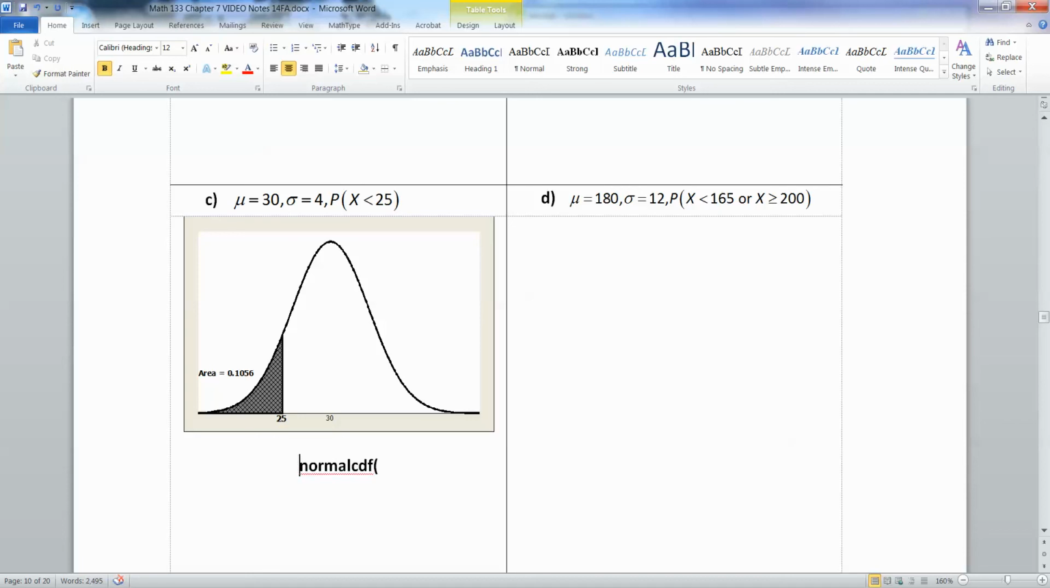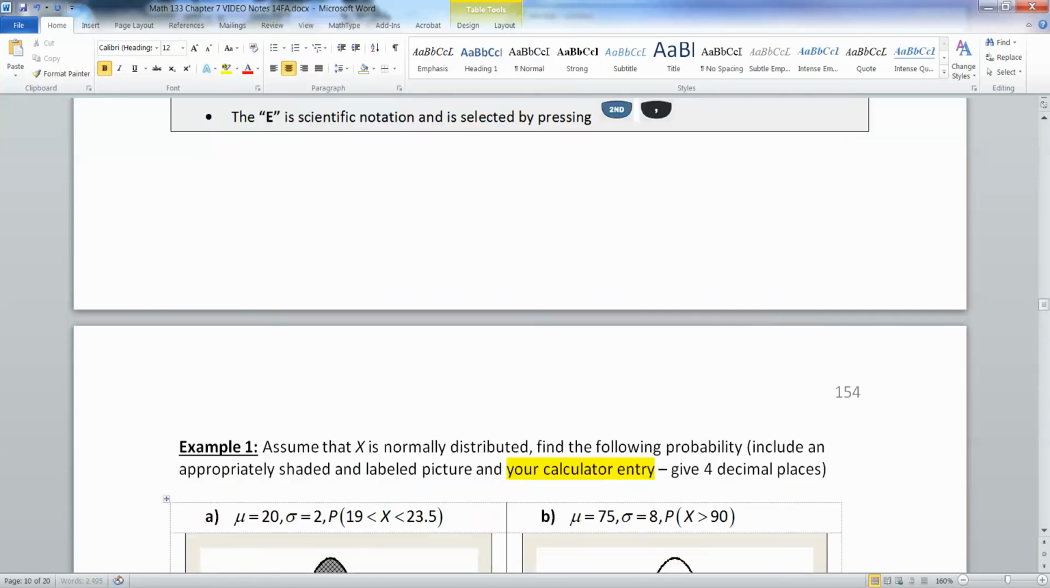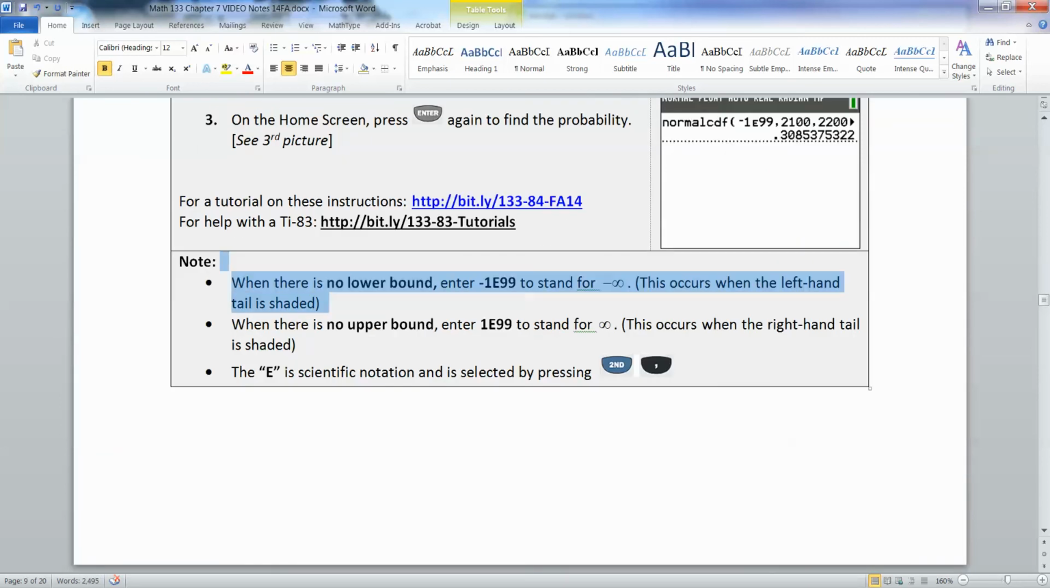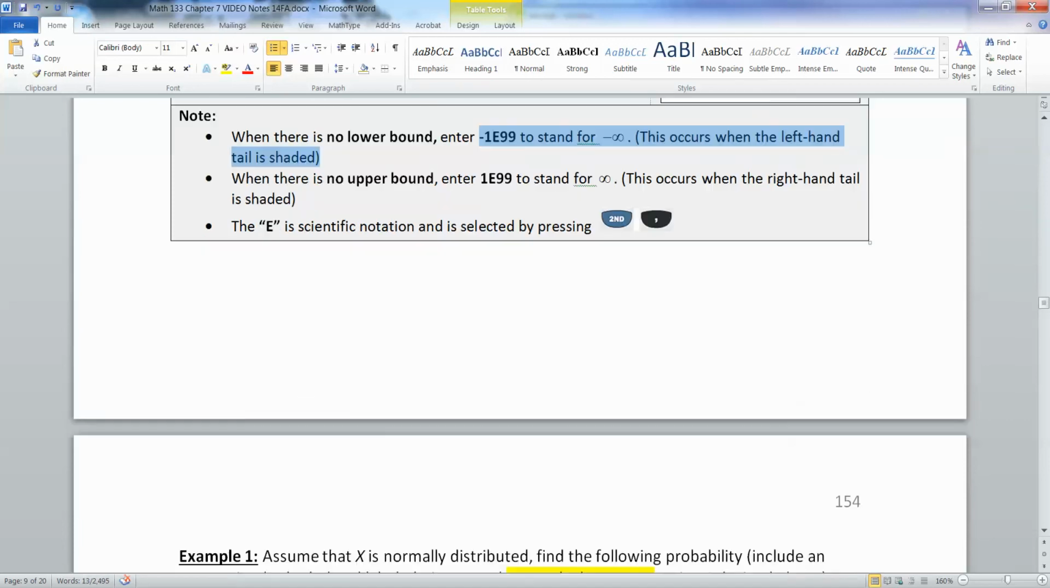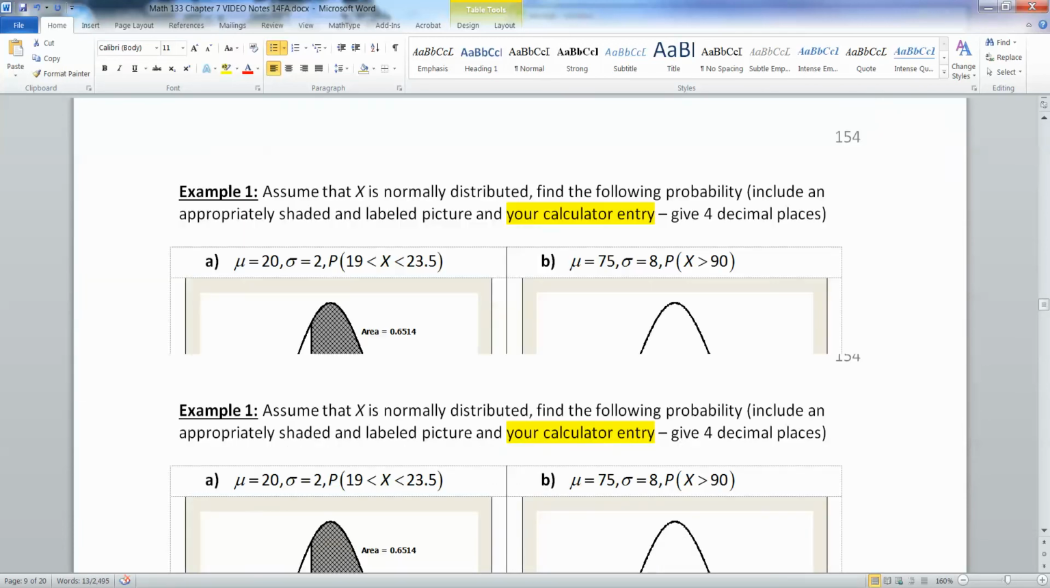That x-axis is a horizontal asymptote, so it keeps going and going and going. So what I want to say is negative infinity, but the calculator doesn't handle negative infinity. It doesn't know what to do with that. So instead you have to use negative 1e99 to stand in the place of negative infinity, which I wrote right here in these instructions. So for left tail shaded, you're going to have to use negative 1e99 to stand for negative infinity. And remember that E is above your comma button.